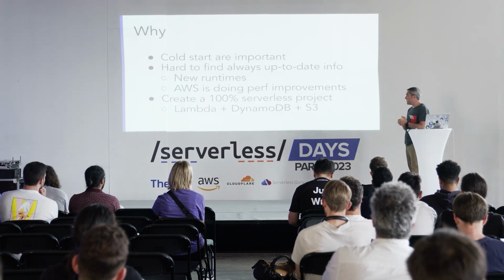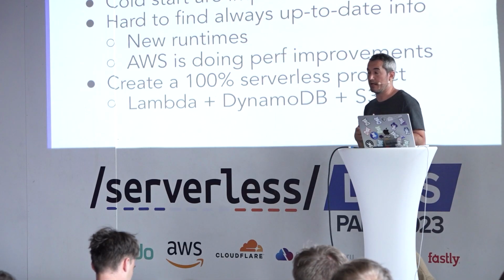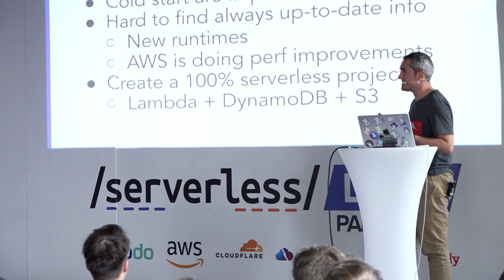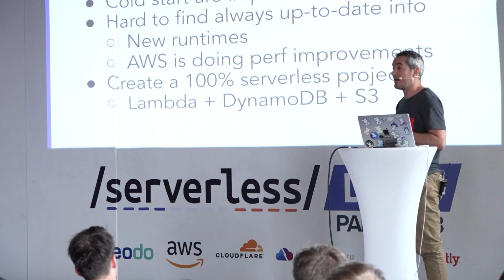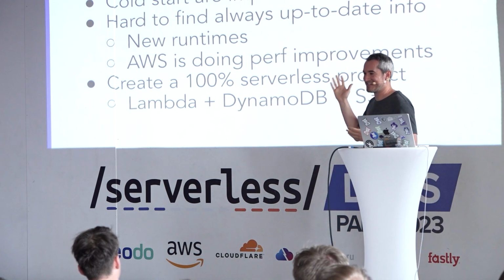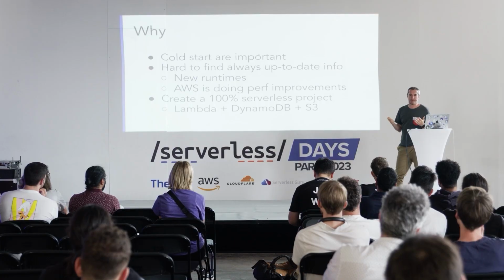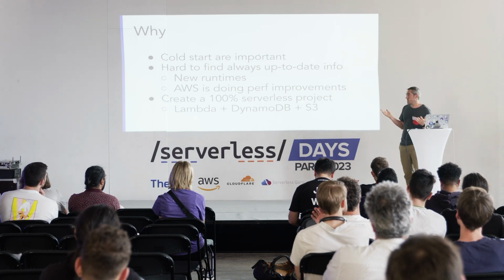So yeah, cold starts are really important, and as Pierre said just before, it's really hard to find always up-to-date information. There's a lot of blog posts about Node.js, Python, even SnapStart lately, but AWS is doing some great stuff to reduce the cold start init duration. So we need to monitor that. For instance, when they released Node 18, it was less performant than Node 12. Not great, but now it's way better. And AWS is also releasing new runtimes, so we need an always up-to-date benchmark. This is why I built a tool.